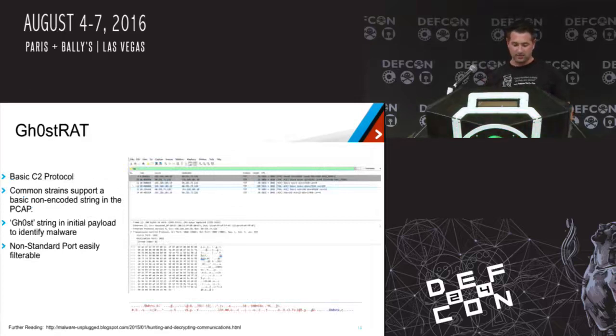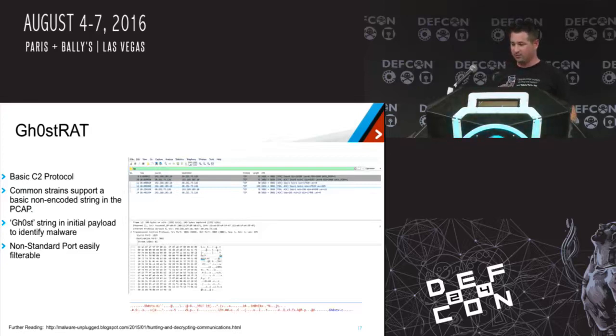So Ghostrat is probably one of the most simple examples. And again, this is out there. There is still a lot of Ghostrat that we see infections because it's just such a prevalent tool that anyone can use. At least the commodity versions, obviously anyone can modify any of these things, but it's going to have a string in the actual payload. So it's really easy for, say, an IDS to identify it because it's just there. It's not really obfuscated.